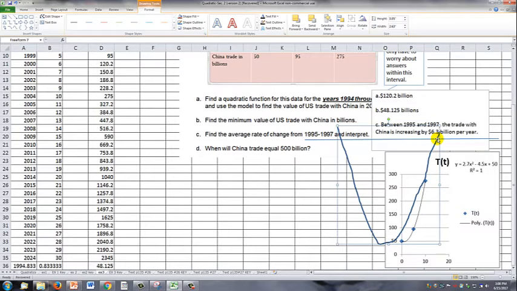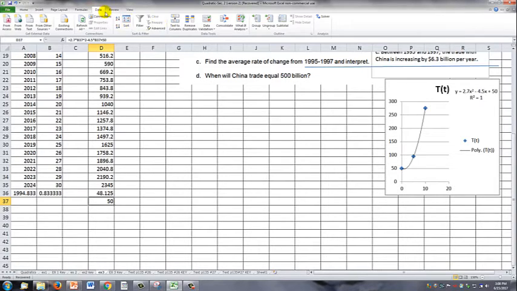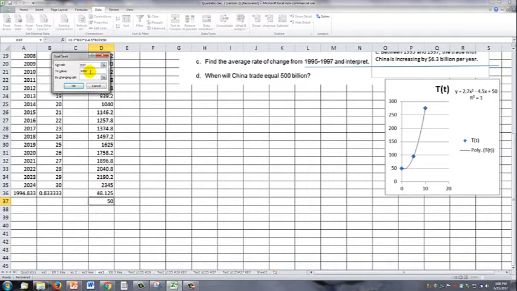Okay, so you have to help Excel out, because if you drag this down, it's going to think that there's 0 here. And so when you goal seek, in fact, I'll do it for you. So we want to know, when will China trade equal 500 billion? Data, what if analysis, goal seek, change cell D37 to 500 by changing the independent variable here.